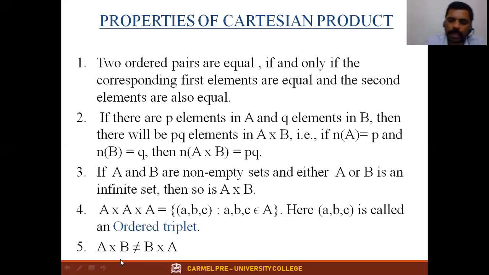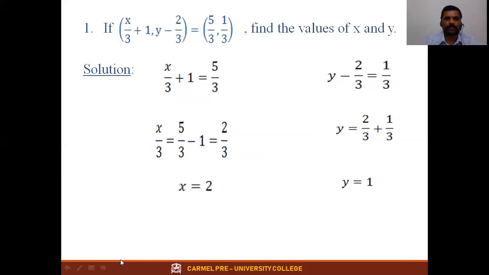Now we'll take a few sums which will use the properties. If x by 3 plus 1 comma y minus 2 by 3 is equal to 5 by 3 comma 1 by 3, find the values of x and y. I will be using the first property: ordered pairs are equal provided the first element is equal to the first element and the second element is equal to the second element.